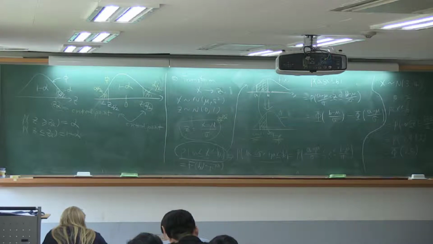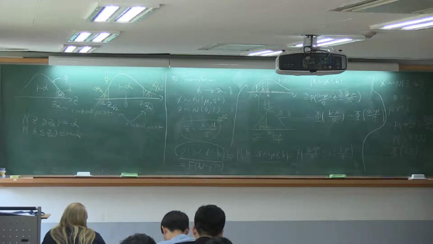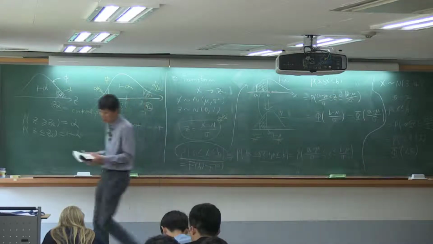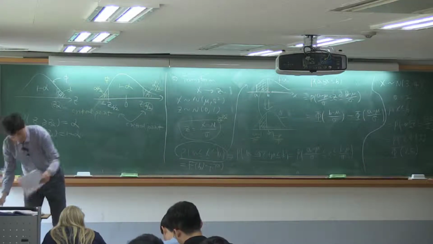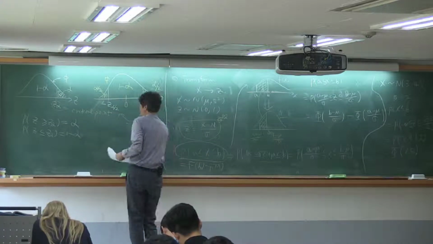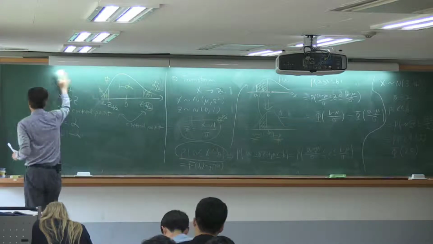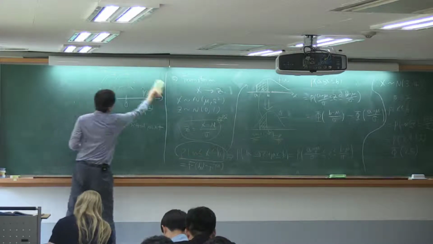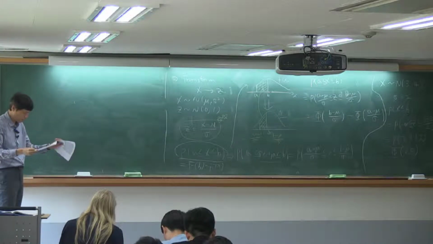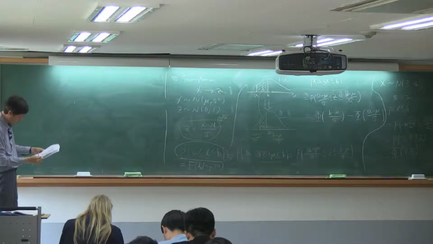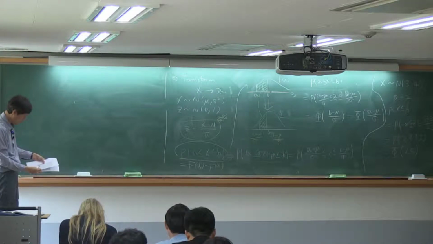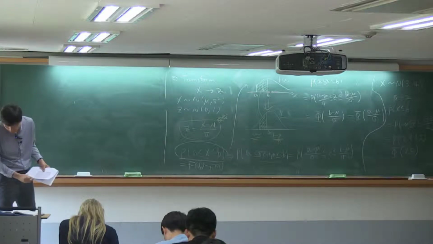What is the CDF at 1.5? Let's look at the table of CDF. If you look at the table of CDF of the standard normal distribution, on the second page there is 1.5. It's 0.9332.